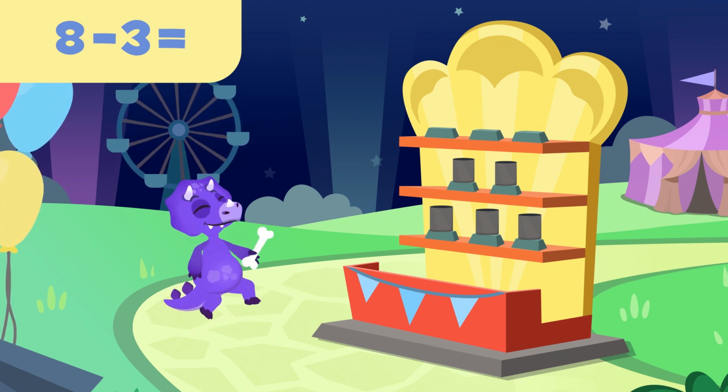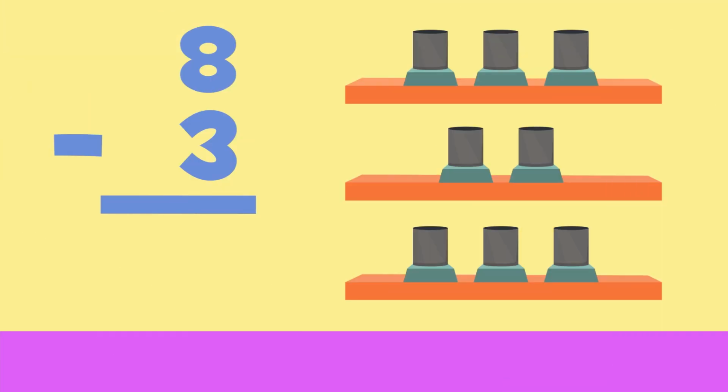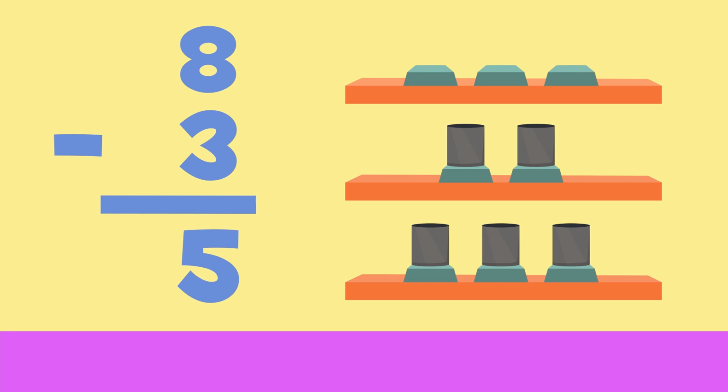Wow, well done. If there were 8 cans before and Saury hit 3 of them, now there are 1, 2, 3, 4, and 5 cans. The result of the subtraction problem, 8 minus 3, would be 5.